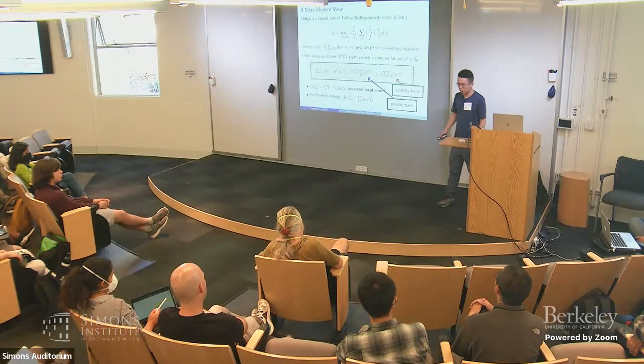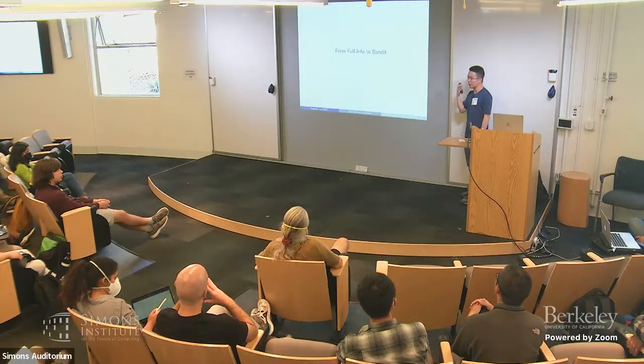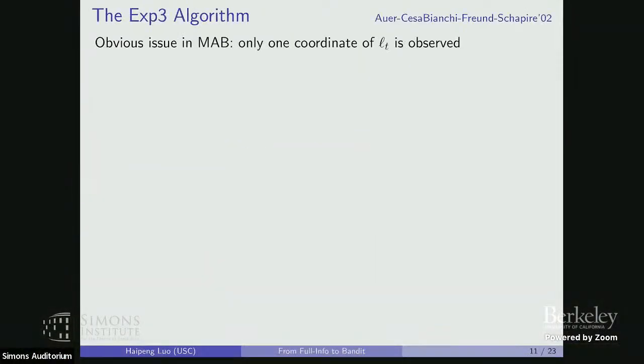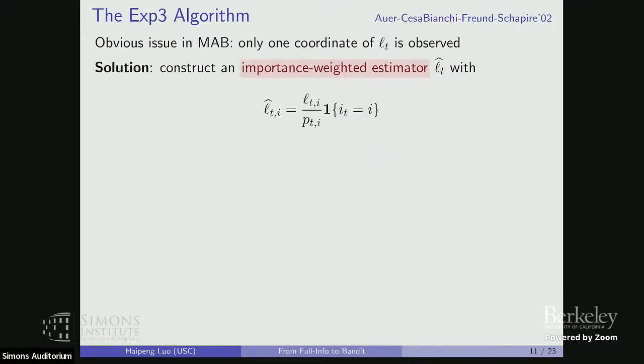So that's enough for the warm-up. And so now let's go into the bandit case from full information to bandit. So the obvious issue in MAB when you try to apply this algorithm is, of course, that you don't see the entire loss vector. And as I said, the standard solution is just to construct a loss estimator based on the information that you have. Okay, and the standard one is just the inverse importance weighted estimator that I assume you have seen in many different contexts.